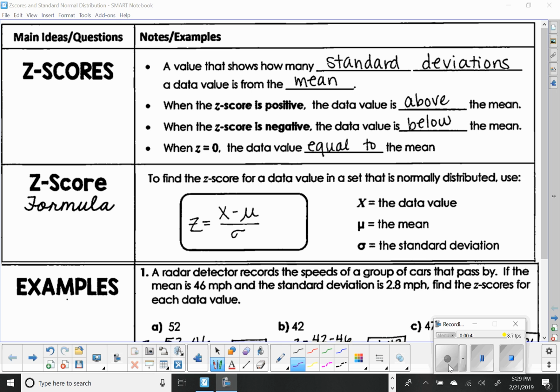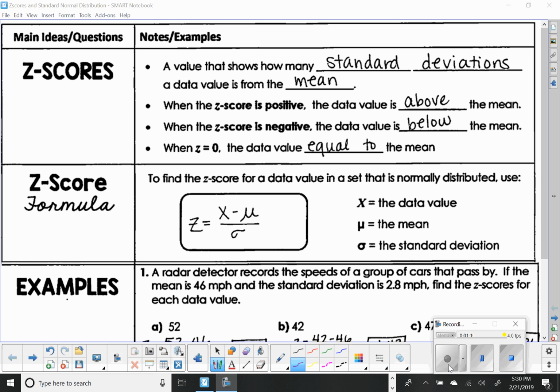Z-scores. Z-scores are special. It's a value that shows how many standard deviations a data value is from its mean. A z-score allows us to take these normal curves, which can all look a little bit different. Some can be tall and skinny, some can be short and fat, depending on the variability. It creates what we call a standard normal curve, where the mean is 0 and the standard deviation is 1. You're 1 standard deviation above, 1 standard deviation below, and everybody fits to it using a z-score.